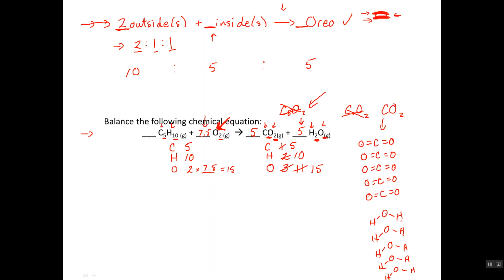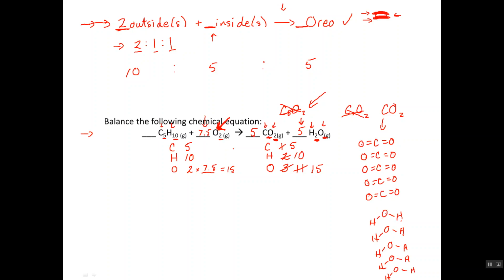Chemists, though, we don't allow decimal numbers or fractional numbers as coefficients. We just don't. So even though technically this is balanced right now as it stands, we need to do something to make all of these coefficients be whole numbers. What we can do is multiply all of the coefficients through by 2.